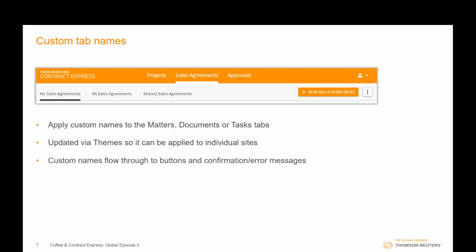And you can see that the names flow through into the buttons as well, and also the My Sales Agreements, All Sales Agreements, etc. Any kind of confirmation messages, error messages, etc. They will all use the new labels and names that you have applied to that site through themes.